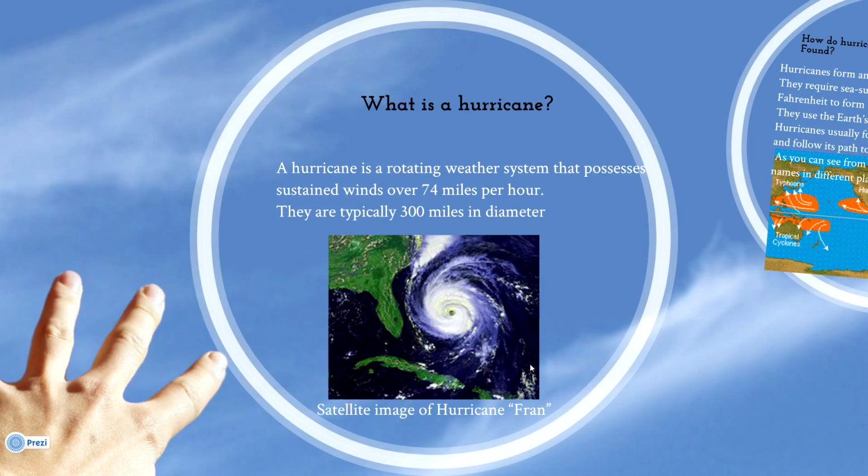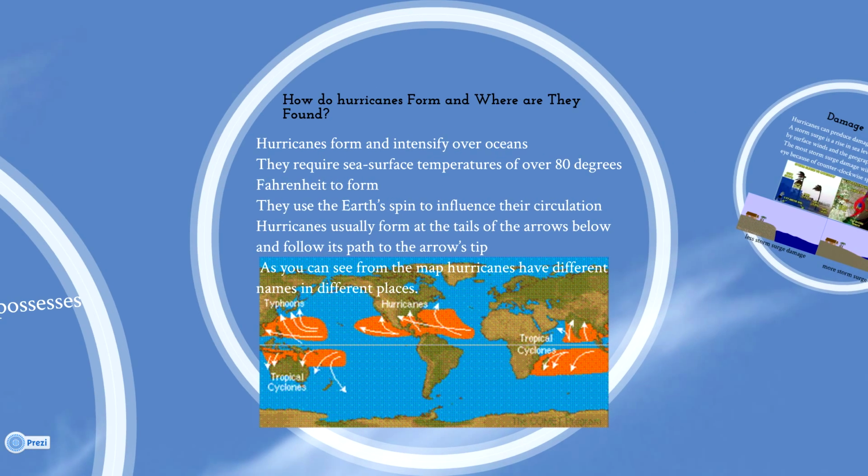A hurricane is a rotating weather system that possesses sustained winds of over 74 miles per hour. They are typically 300 miles in diameter. Hurricanes form over oceans. They require sea surface temperatures of over 80 degrees Fahrenheit to form. They use the Earth's spin to influence their circulation.